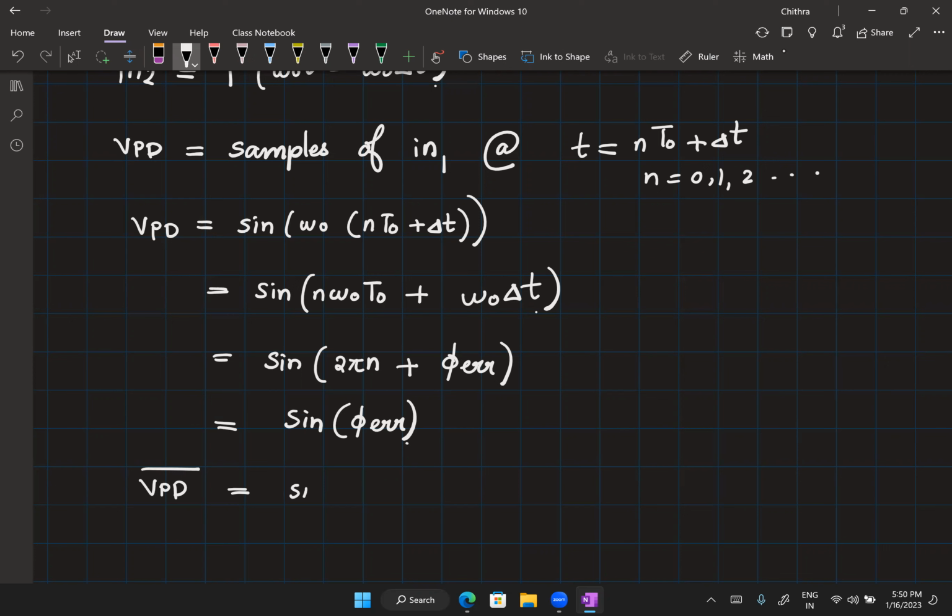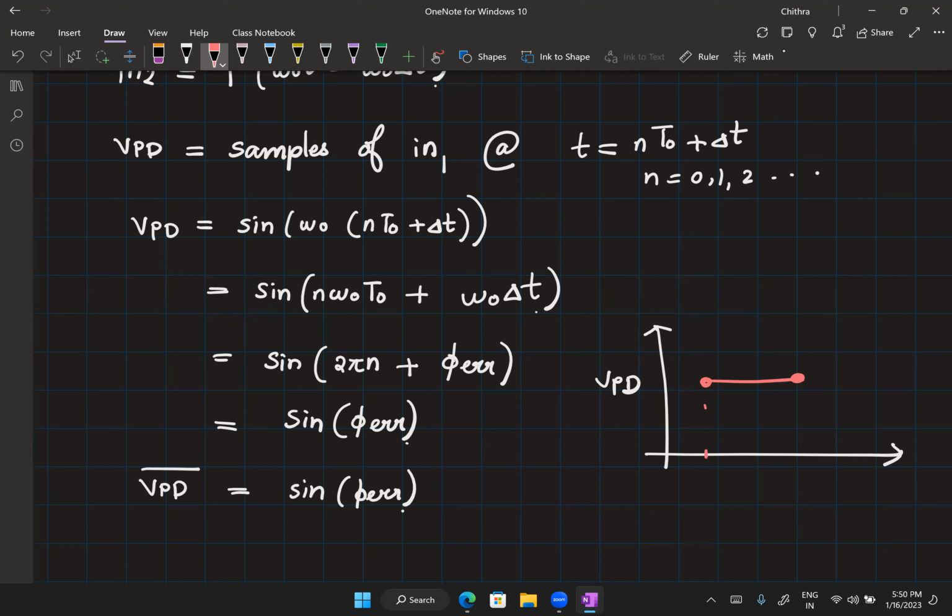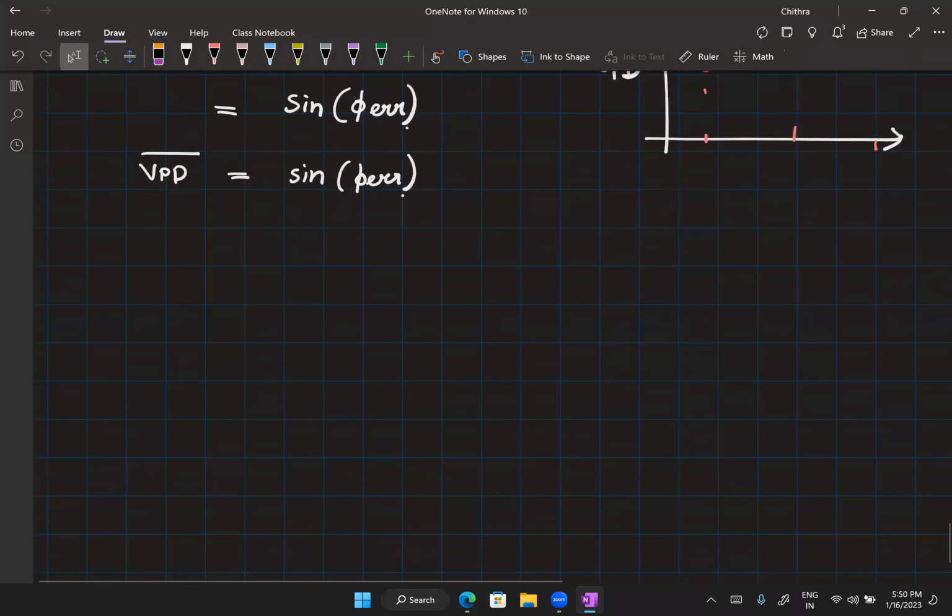Same signal, right? Sine of phase error. Did you say 0? Why did you say 0? Okay. So when you finally look at it, your VPD waveform is going to be samples which are sampled and held. So you will hold the sample till the next cycle. So if phase error is constant, you will get a constant output. Okay. So now again, please plot VPD average versus phase error, and its gain as well.